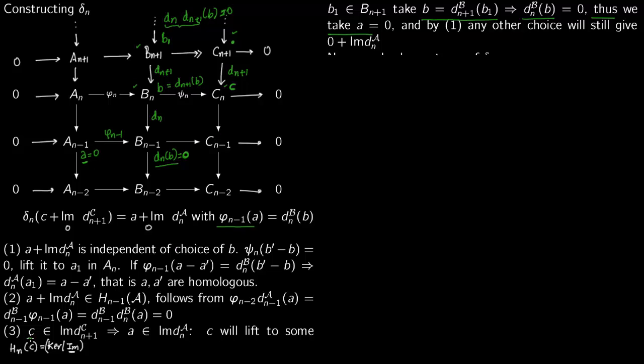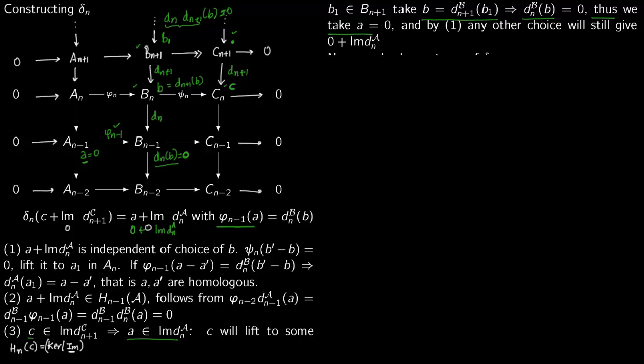So the moral of the story is, if you start with C in the image, then this d n B becomes 0, and because of this map phi n minus 1 being injective, this A also becomes 0. So A becomes 0, that is, A lies in the image. And you could take any other choice of B. It will still give you the corresponding A prime, homologous. So by A is 0, we mean A is 0 here. So you have 0 plus this image. So that is what we mean. So A lies in the image. So it is 0 plus image of d n plus 1, which means it lies in the image. So that is the story.